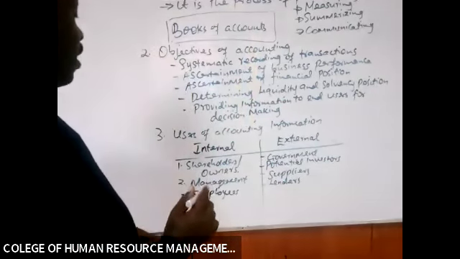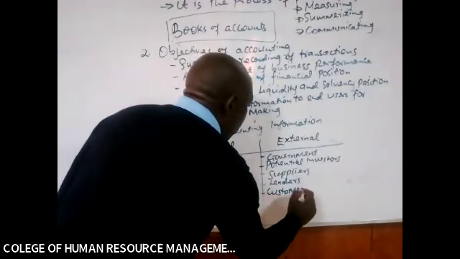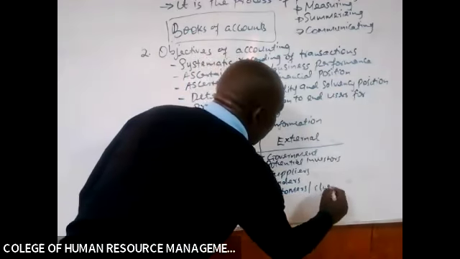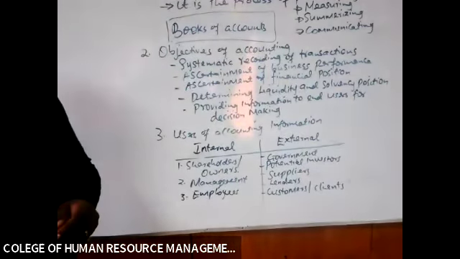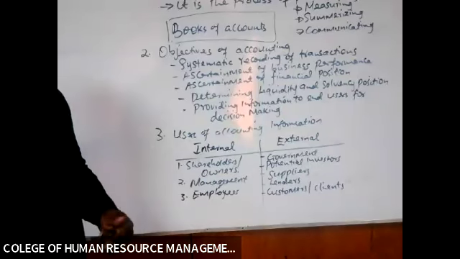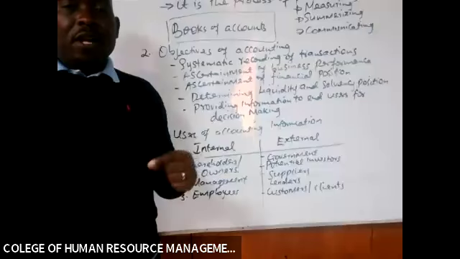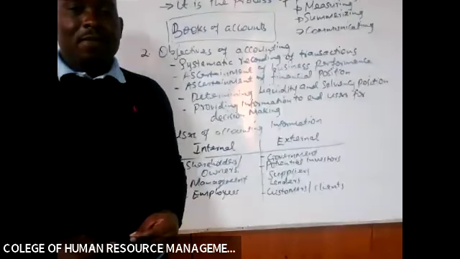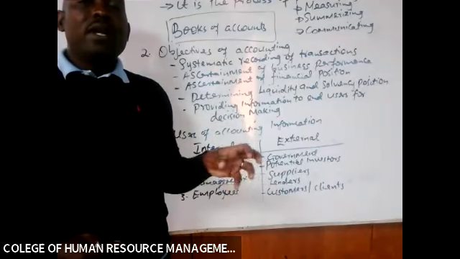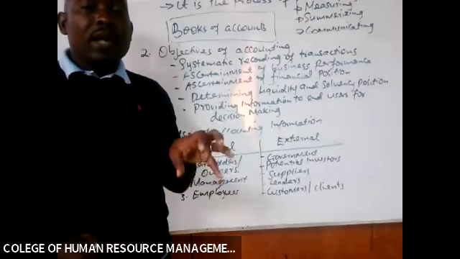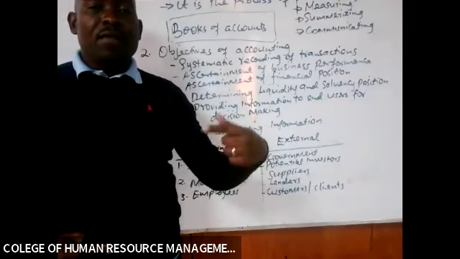Then after the lenders, we have the customers. Sometimes we call them the clients. Customers or clients. These are the people or business organizations that we are serving. They are the reasons as to why we are existing. These customers will be reading our books of accounts to establish whether we have the ability to continue serving them even in the future.